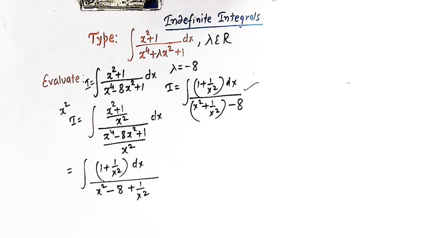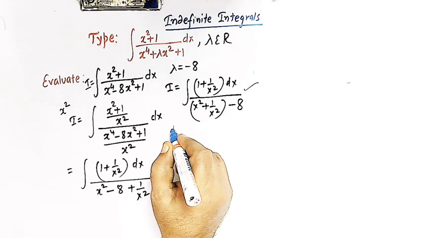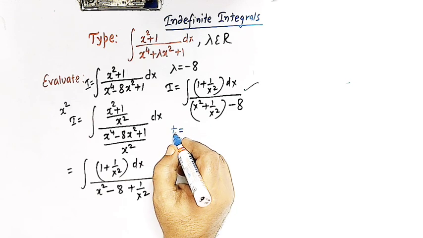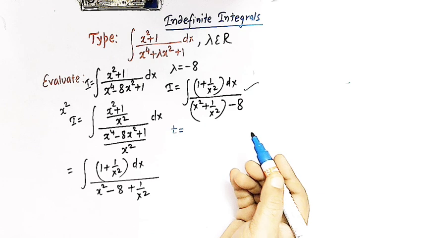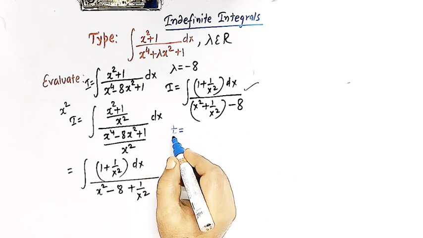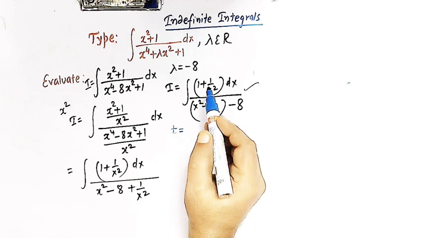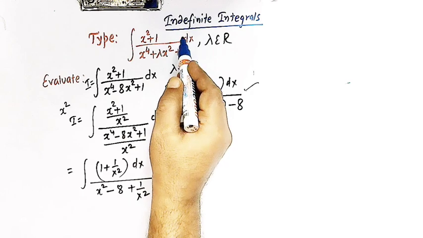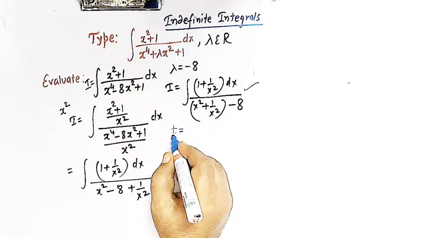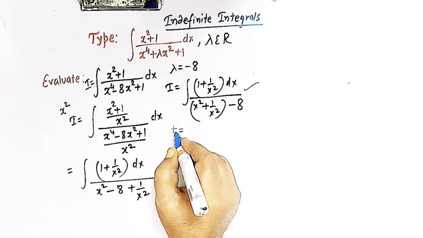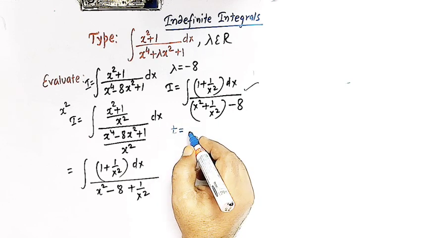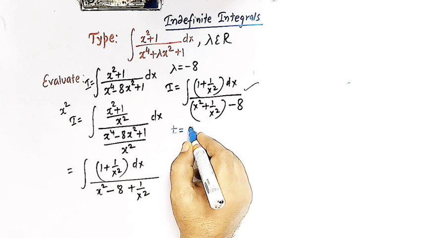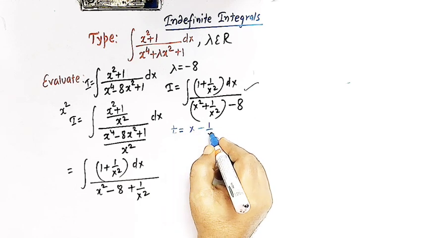So now the second step is to make use of the method of substitution, right? So here we'll take a variable t such that this variable t is a function of x, such that the derivative of t with respect to x gives us 1 plus 1 over x square, right? So in these types of integrands, we make use of this substitution, which is quite common, that is t is equal to x minus 1 over x.